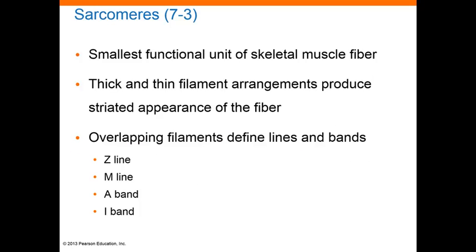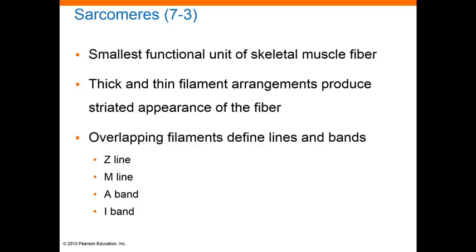The smallest functional unit of a skeletal muscle fiber is called a sarcomere. This is formed by repeating myofilament arrangements, and each myofibril has about 10,000 sarcomeres, so very, very small, packed into these myofilaments and myofibrils. The thick and thin filaments are arranged and they produce a striated appearance of the fiber. Overlapping filaments are going to define lines and bands. We have four important lines and bands: the Z line, M line, A band, and I band.